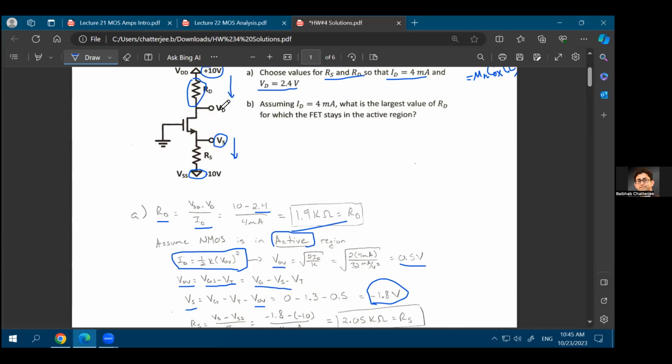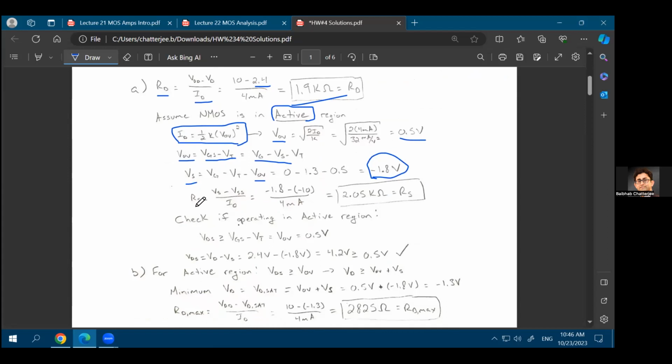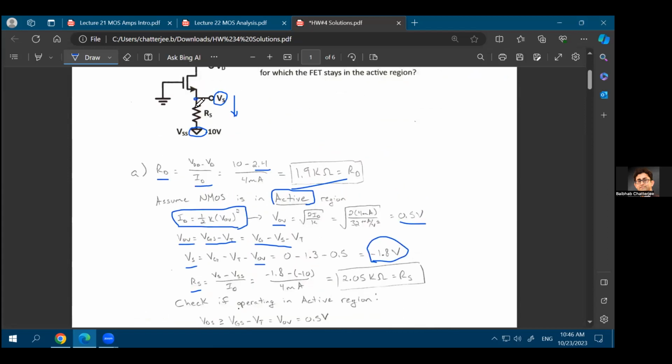Because of KCL, the current has nowhere else to go. The amount of current flowing through RD will be the same amount of current flowing through the MOSFET, and the same amount flowing through RS. So with that, you can find out RS. That would be the voltage difference between the two terminals of this resistance, the top terminal and the bottom terminal, divided by the current through the resistance. And with that, you can find RS to be around 2 kilo ohms.